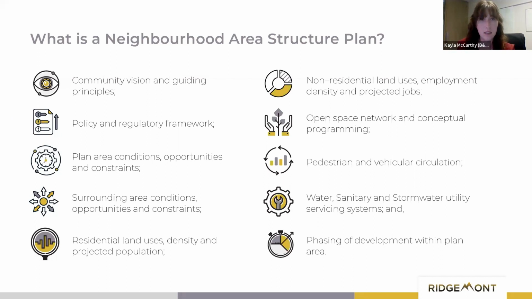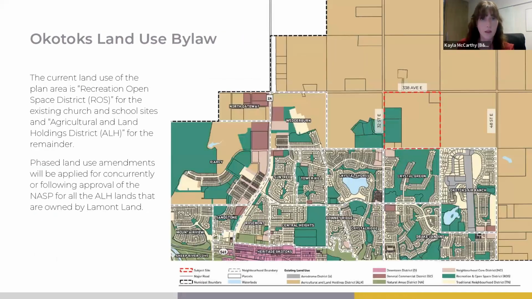Some of the details on this list we will address today, and some of them will be completed later in the process when we complete the NASP and the technical studies themselves. Following approval of the NASP, we'll also be applying for land use amendments to change the zoning of the Lamont-owned lands within the plan area. The current land use is agricultural land holdings, and we'll be amending to a variety of residential, commercial, and parks land uses. The land use amendments will likely occur in phases across the plan area.